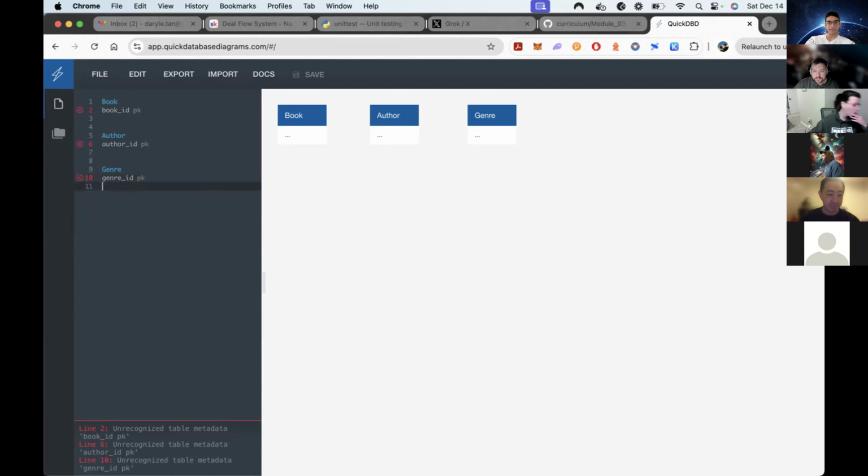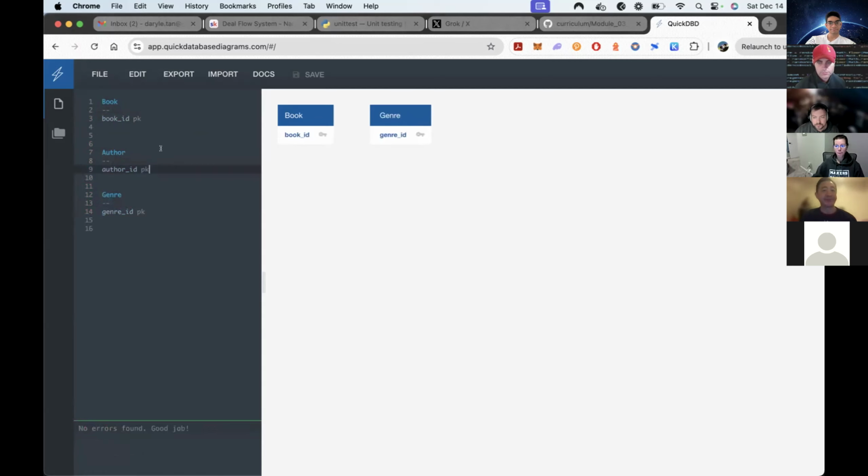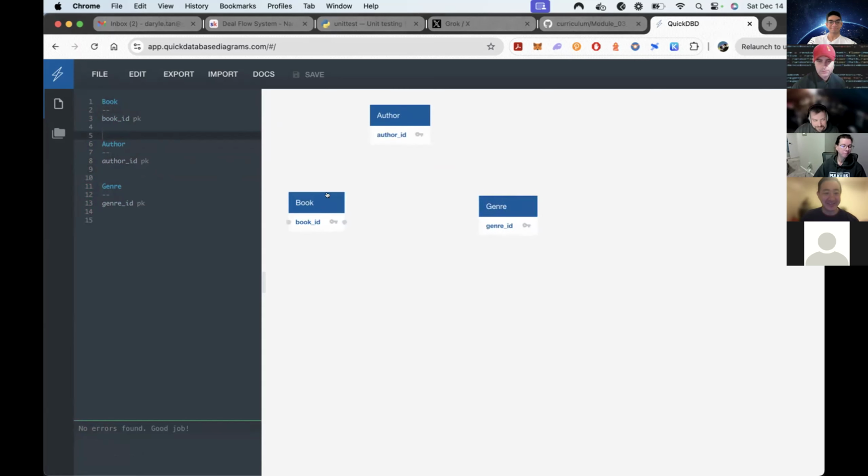Also, I think the formatting is slightly off for some reason. It does not like how you're setting primary keys. Oh, I need the dash in between the title and the primary key. Thank you. The author table just disappeared. Where did it go? It might be behind one of the other ones. Just move them around and see if that's the case. There it is.